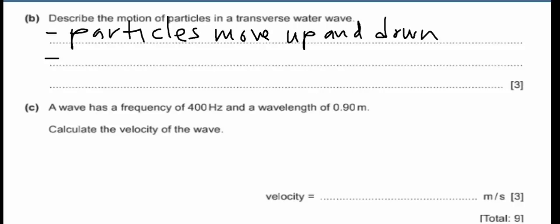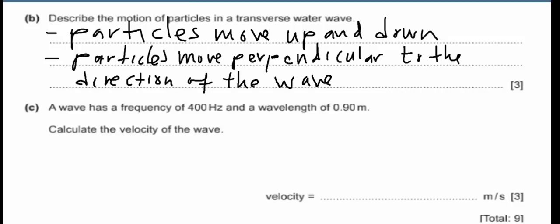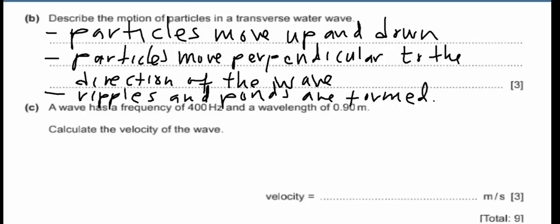Then as for the next one, we are going to say the particles move perpendicular to the direction of the wave. Then the last one, since here they are talking about water waves, when waves are produced on water, you are going to find that limpos and ponds are going to be formed. So we are going to say limpos and ponds are going to be formed. So those are the answers.